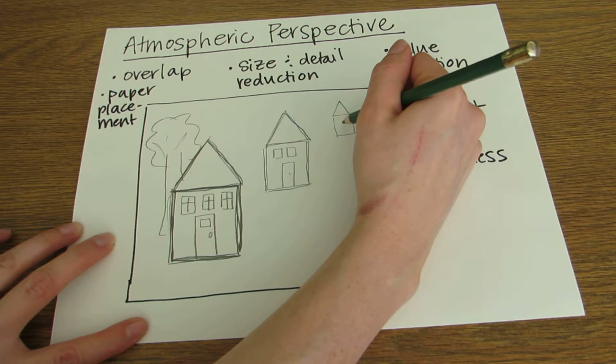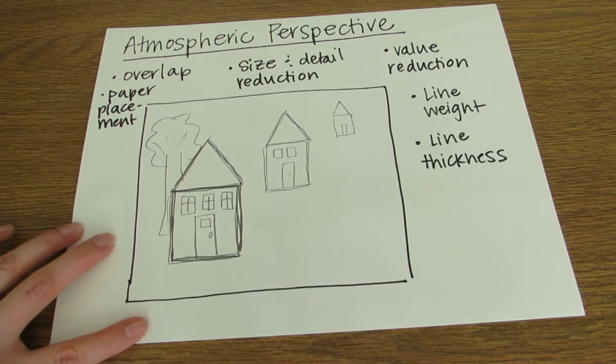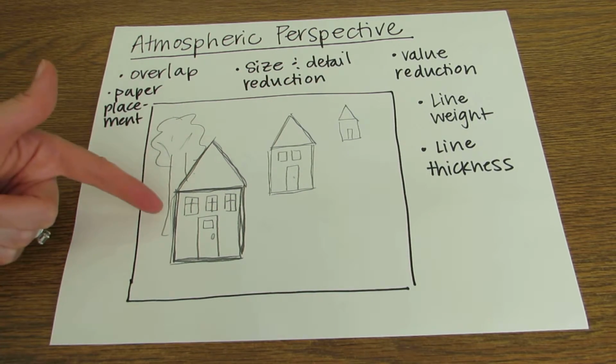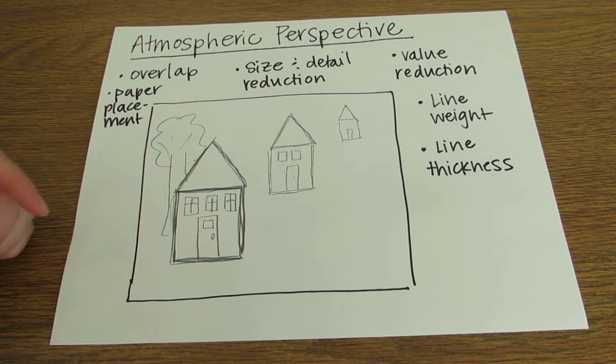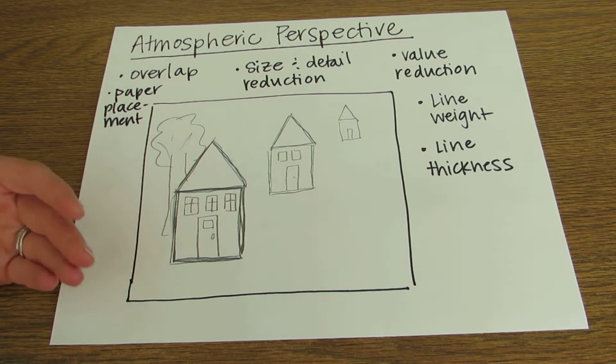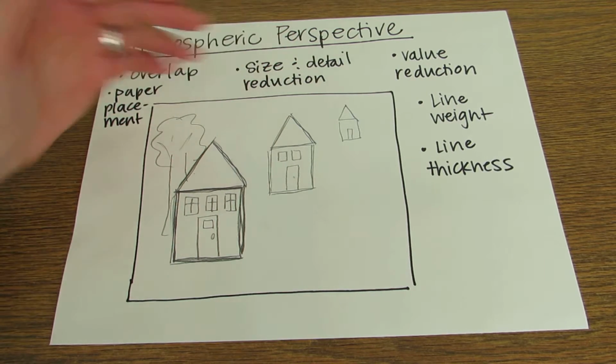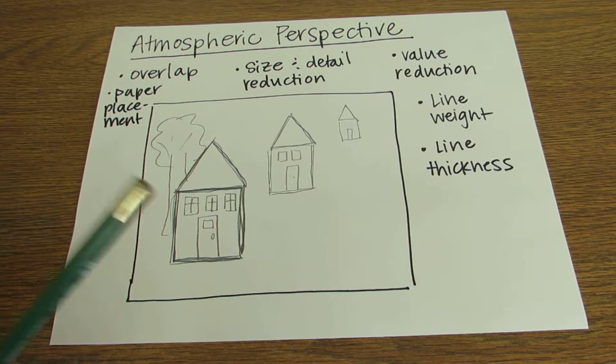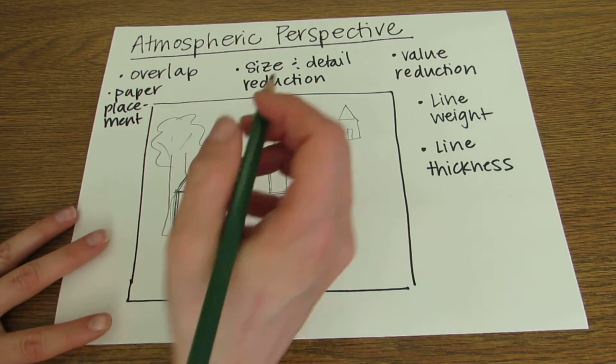Maybe the house in the very back, I can only make out basic details. So as things move further away, they're going to be less and less detailed. That will also help to create this feeling of depth. I could go on to add other details if I wanted to.